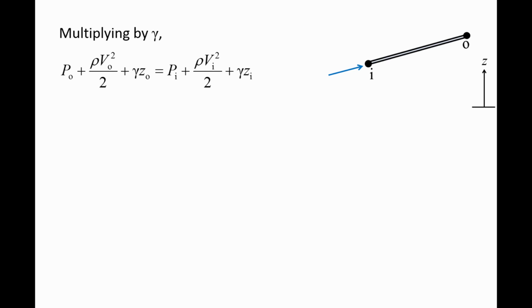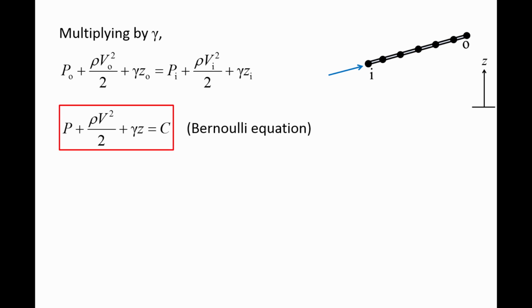We can multiply the equation by the specific weight gamma to give us an equation where each term has units of pressure. The sum of P plus rho v squared over 2 plus gamma z at the end of the streamline is equal to the sum of these three terms at the beginning of the streamline. In fact, the sum of those three terms at any point along the entire streamline is constant. We will denote this constant by the letter C, and we have arrived at the Bernoulli equation.